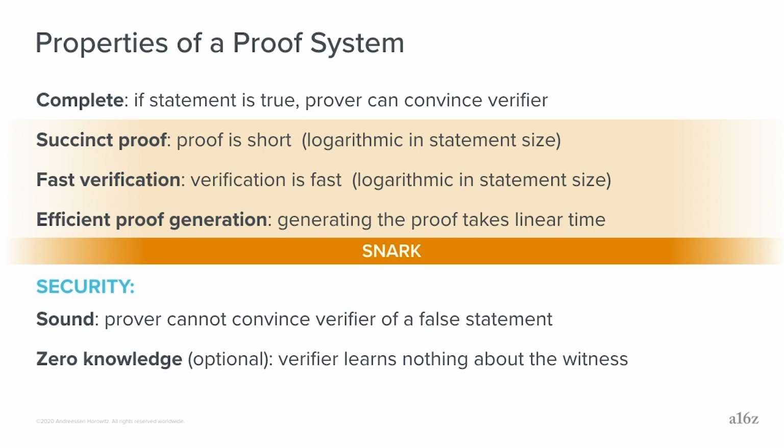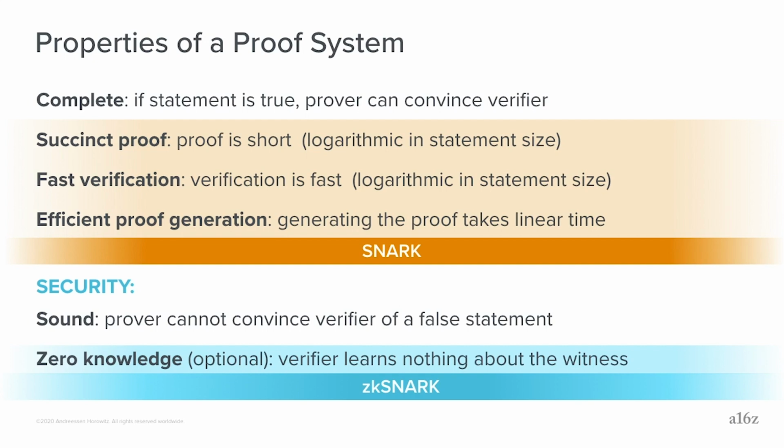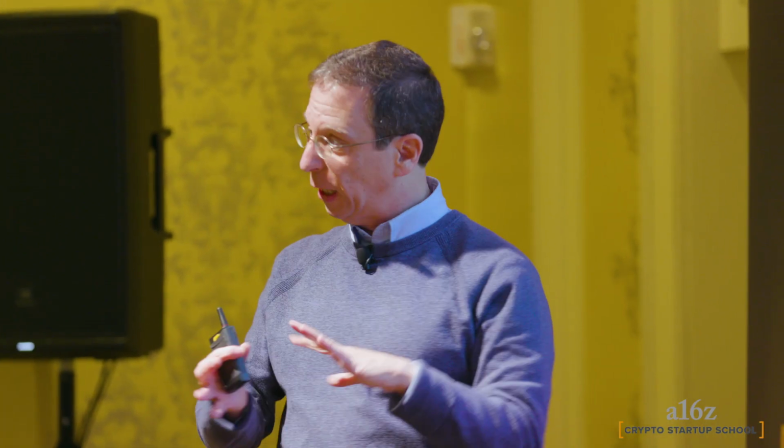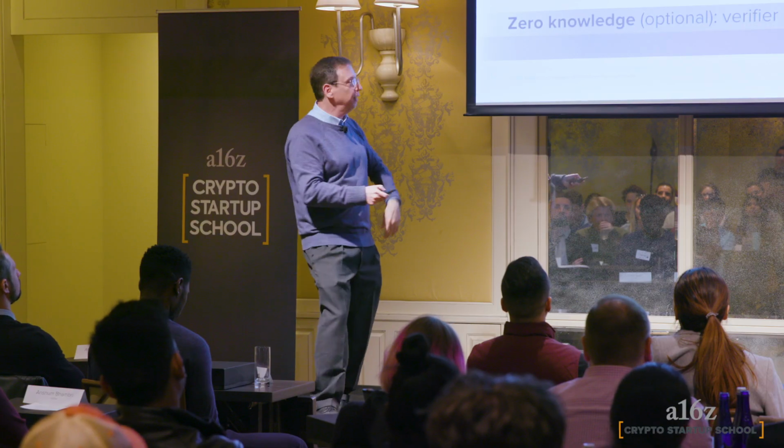And then, optionally, you could also have a zero-knowledge property, which means that you learn nothing about the witness. If you have the zero-knowledge property, this is called a ZK snark. Okay, so there are two types. There's a snark and there's a ZK snark. And they have different applications. So let me show you one application for a snark, and let me show you one application for a ZK snark, and then I'll stop. Does that work? Okay, let's do it.